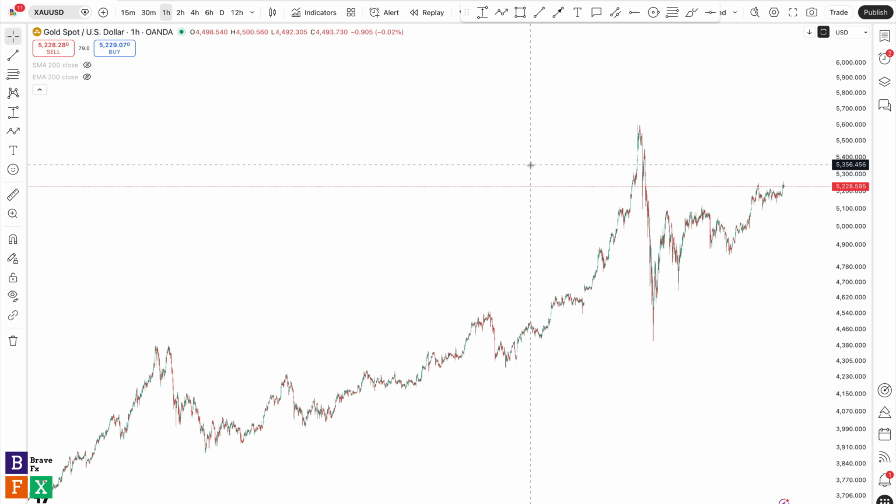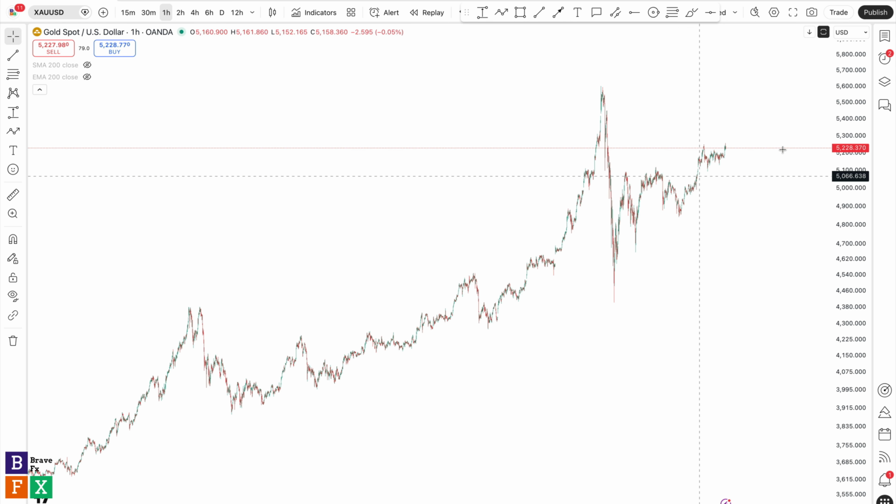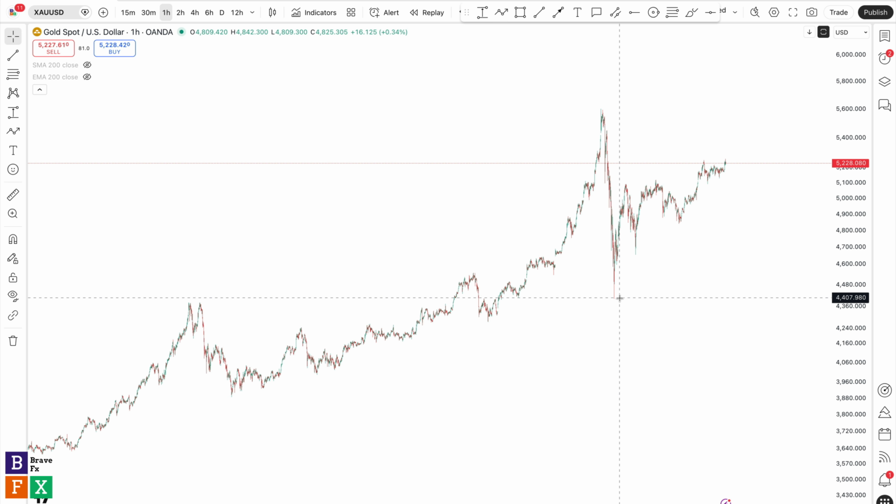So how do you identify market structures? There are two ways. First is by zooming out a chart. This is the gold chart on the 1 hour time frame, and you can clearly see this chart looks bullish. It shows that price is going to the upside, all the way from these lows to this high. Price is clearly moving towards the upside.